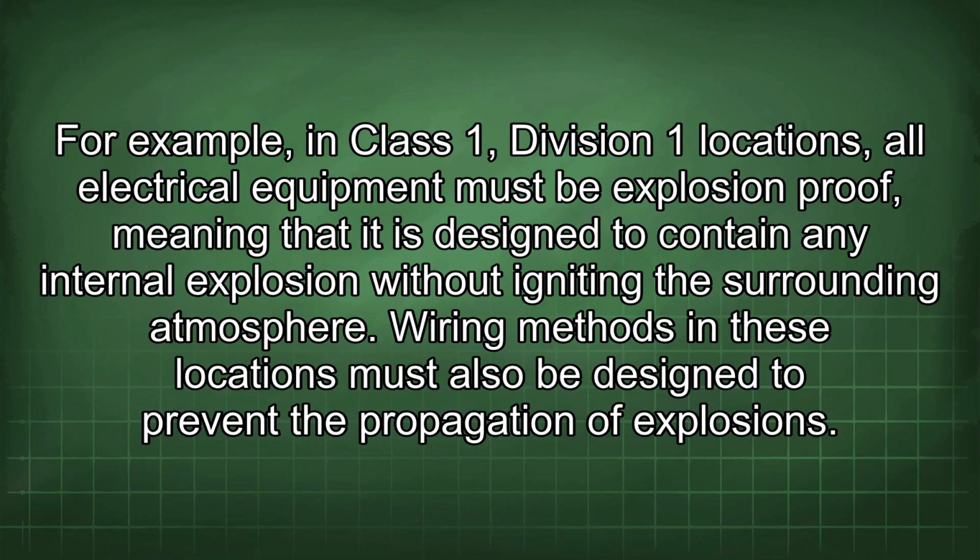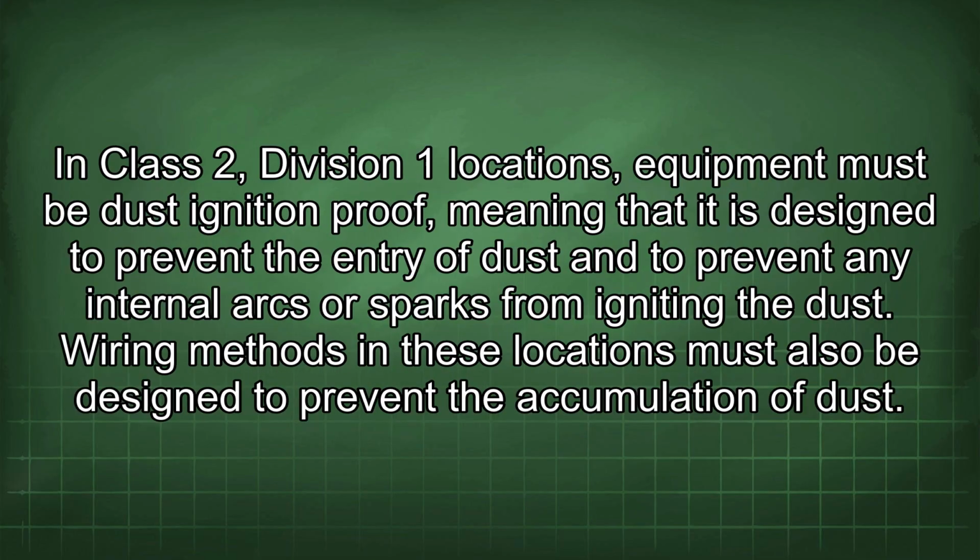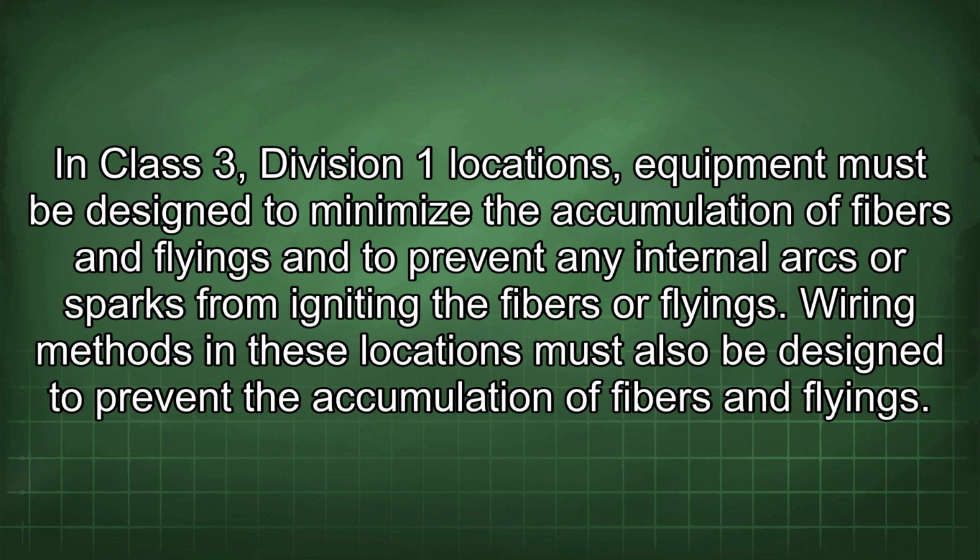Wiring methods in these locations must also be designed to prevent the propagation of explosions. In Class 2, Division 1 locations, equipment must be dust ignition proof, meaning that it is designed to prevent the entry of dust and to prevent any internal arcs or sparks from igniting the dust. Wiring methods in these locations must also be designed to prevent the accumulation of dust. In Class 3, Division 1 locations, equipment must be designed to minimize the accumulation of fibers and flyings and to prevent any internal arcs or sparks from igniting the fibers or flyings. Wiring methods in these locations must also be designed to prevent the accumulation of fibers and flyings.